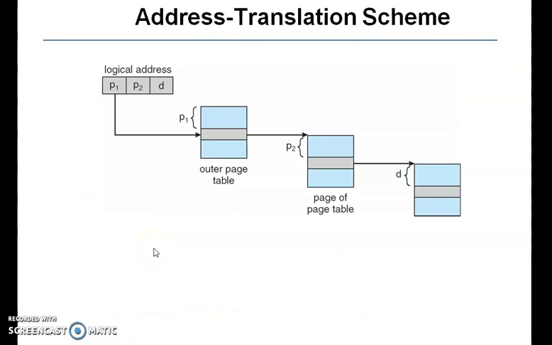This diagram shows the address translation scheme in 2-level paging. The logical address contains P1, P2 and the displacement. We use P1 as an index into the outer page table, and we get the corresponding entry. Using this entry and P2 as the index, we find the information in the page of page table, or the inner page table. Once the entry is found, using D as the displacement, we are able to find the information in main memory.